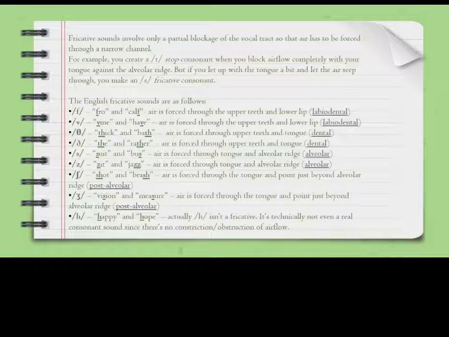Fricative sounds involve only a partial blockage of the vocal tract, so that air has to be forced through a narrow channel. For example, you make a stop consonant when you block airflow completely with your tongue against the alveolar ridge. But if you let up with the tongue a bit and let the air seep through, you make a fricative consonant.